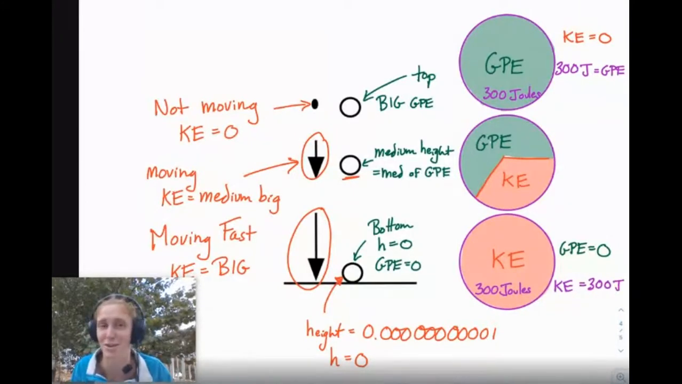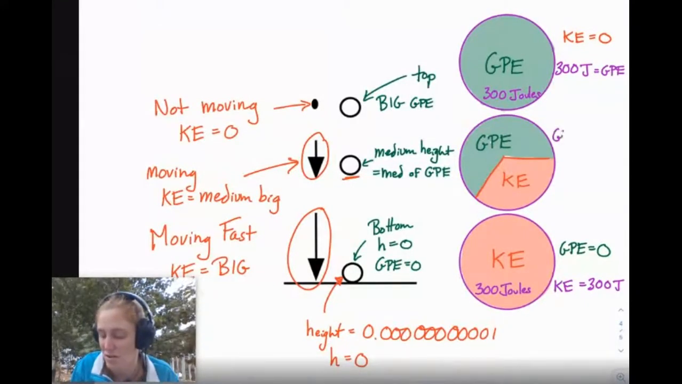By the way, joules are the unit for energy. And in the middle, since I have both gravitational potential energy and kinetic energy, the total still needs to be 300. So what I need to do is just add the two together. My gravitational potential energy plus my kinetic energy is going to be equal to 300 joules.